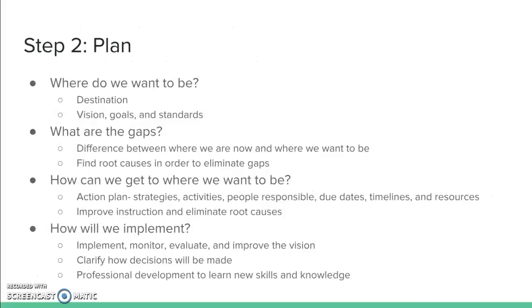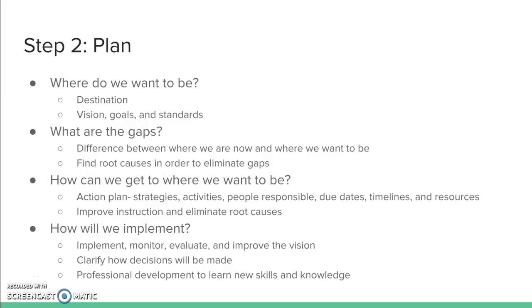The second step is to plan. So we can ask ourselves, where do we want to be? What is our destination? And we would use our vision, goals, and standards. What are the gaps? That would be the difference between where we are now and where we want to be. So we would need to find root causes in order to eliminate gaps.